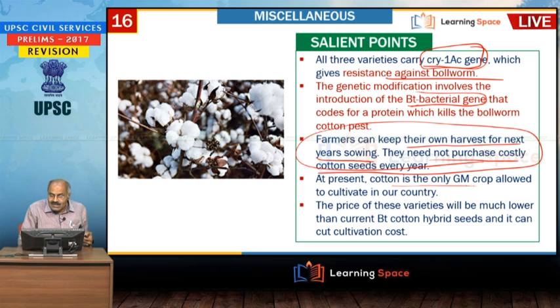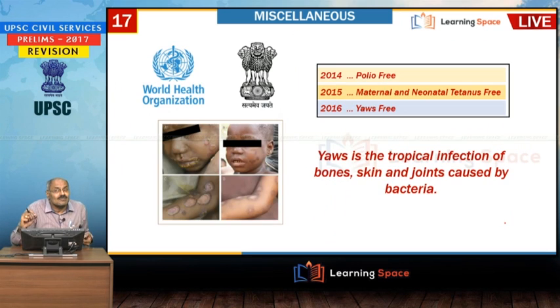And at present, cotton is the only GM crop allowed to be cultivated in our country, and the price of these varieties will be much lower than current Bt cotton hybrid seeds, and it will cut the cultivation cost.